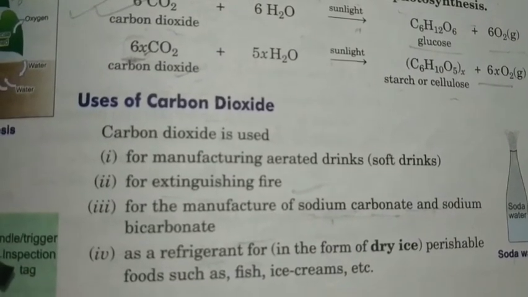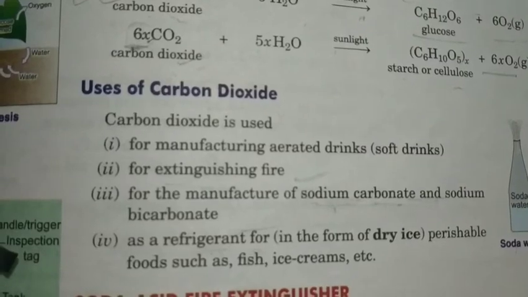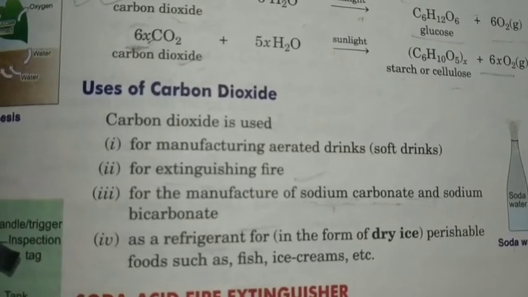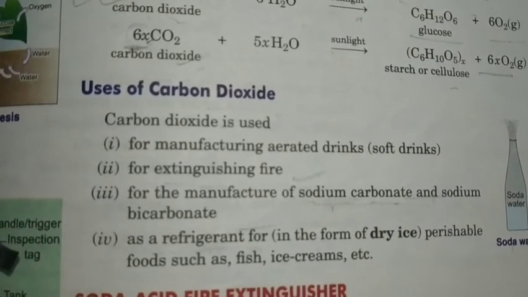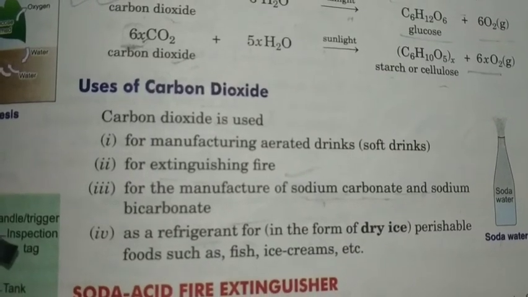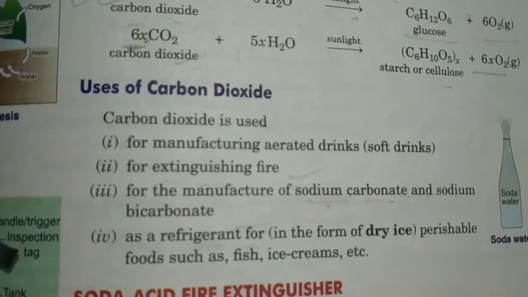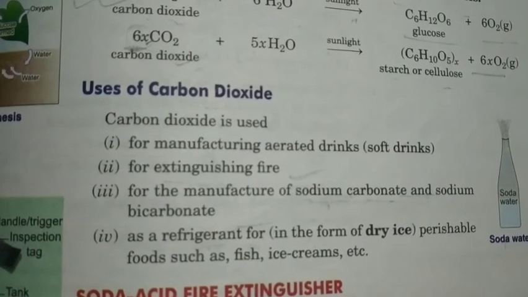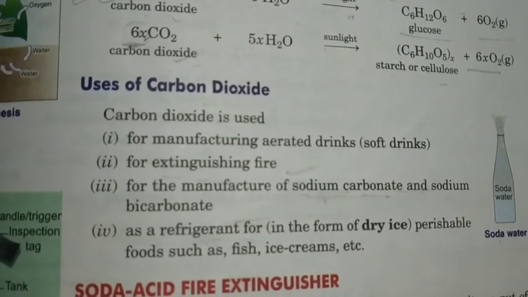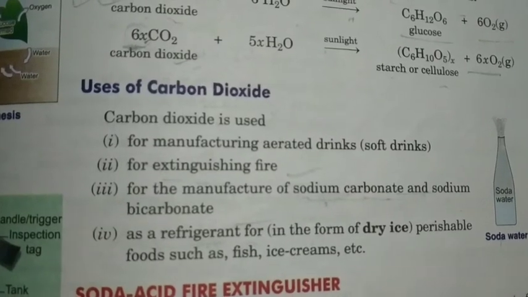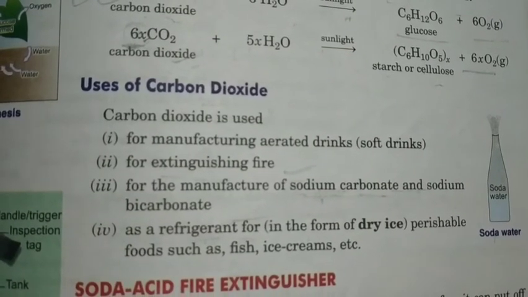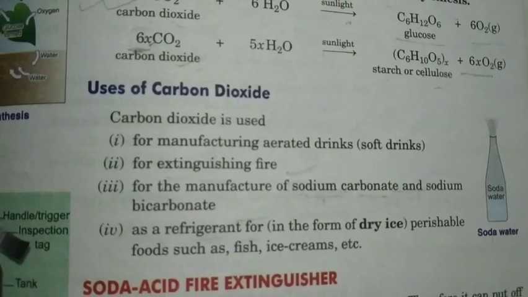Now let's see the uses of carbon dioxide. It is used for manufacturing aerated drinks. It is used to extinguish fire, for the manufacture of sodium carbonate and sodium bicarbonate, and as a refrigerant in the form of dry ice, for perishable foods such as fish, ice creams, etc. So these are the uses of carbon dioxide gas.